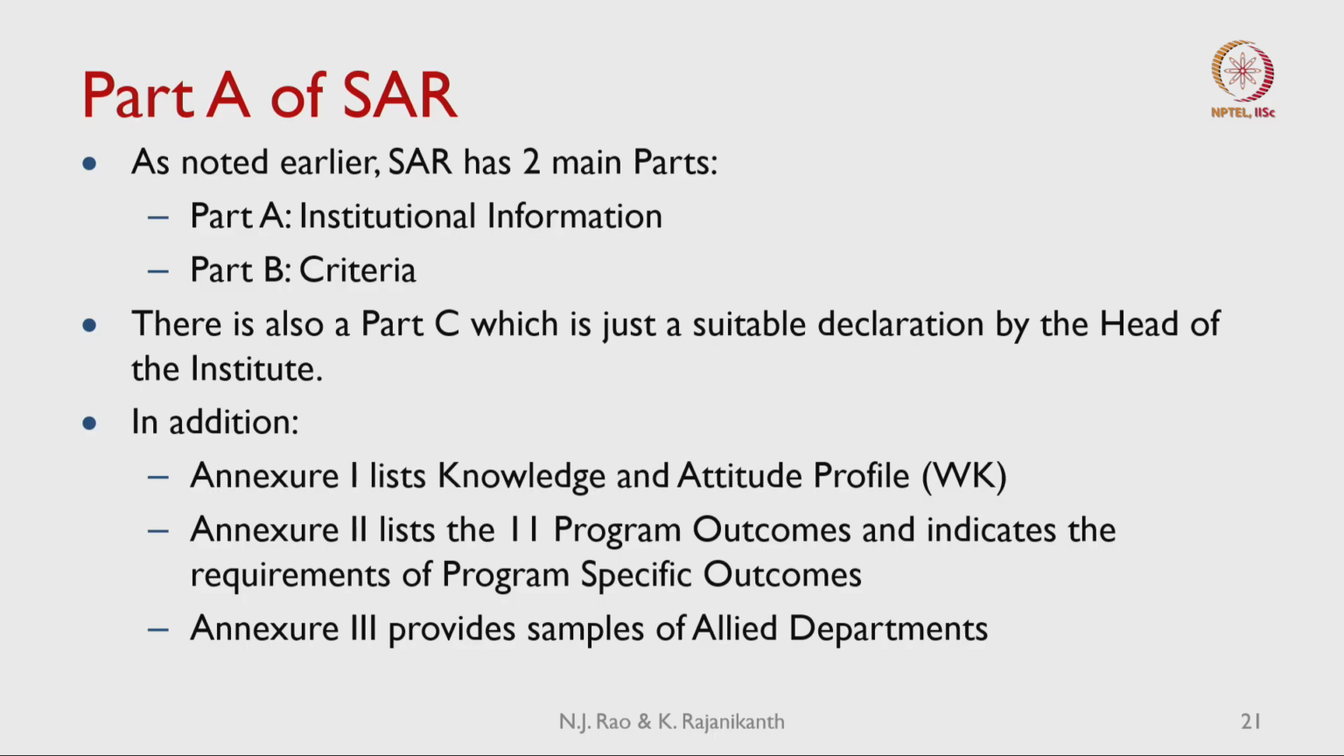Then annexure 3 provides samples of allied departments. As I mentioned, this is a new concept in the present accreditation framework. The idea of allied departments or a cluster of departments. It just provides samples here. We have to look into the AICTE process approval handbooks for the full list of the departments and the allied departments.